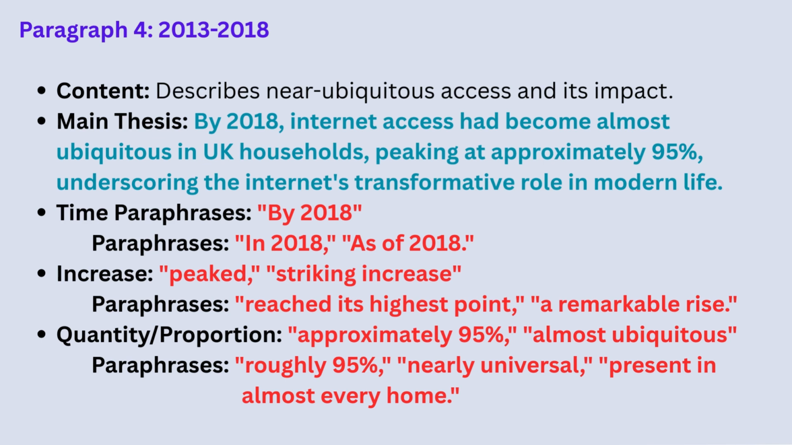Main thesis. Paragraph 4 describes the culmination of the trend, with Internet access reaching near universal levels in UK households by 2018. The main point is the near-complete saturation, emphasizing the Internet's critical and pervasive influence on how people communicate, work, and access information.